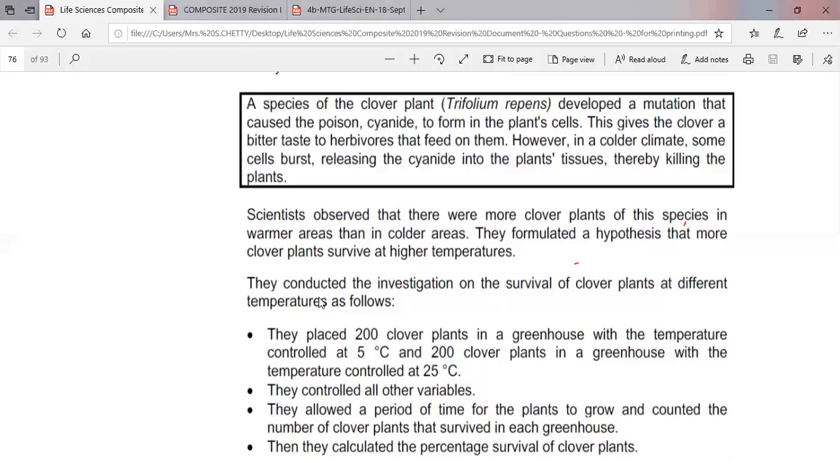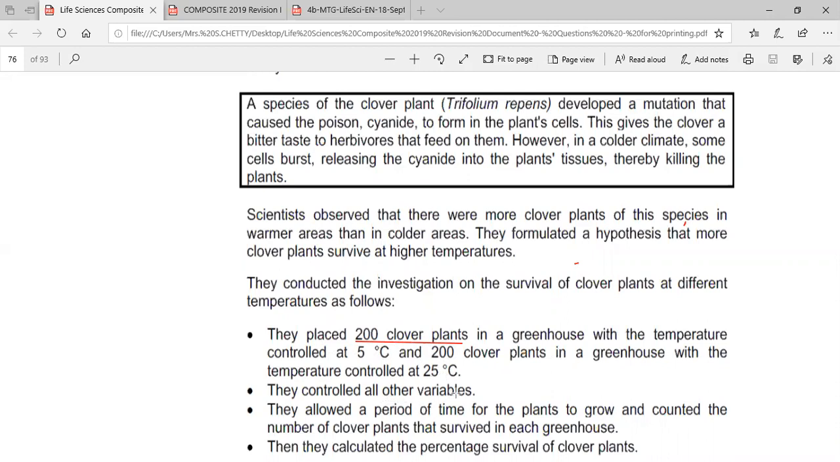They placed 200 clover plants. Now we're looking at investigations, isn't that so? Theory about investigation: if we say 200 clover plants, that's a large sample size. So we're looking at reliability. You didn't do it with 2 or 3, but 200. With the temperature controlled at 5 degrees, and 200 clover plants at 25 degrees. So you've got two groups of them. One at a very low temperature, one at a higher temperature.